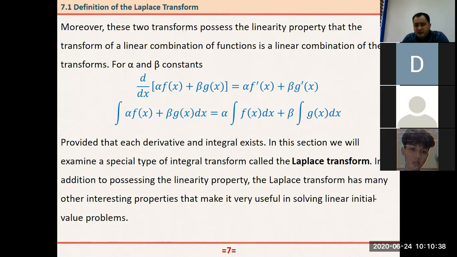And why is it given here? Just to understand the similarity between this differential operator or integral operator and the Laplace operator or Laplace transform. Because the Laplace transform also possesses linearity. It also has the linearity property.